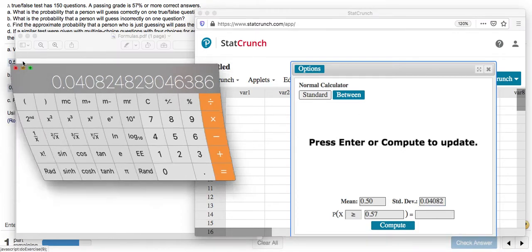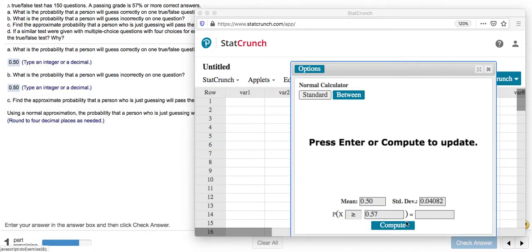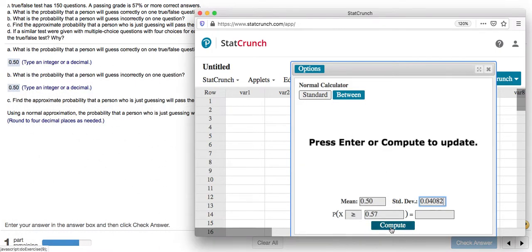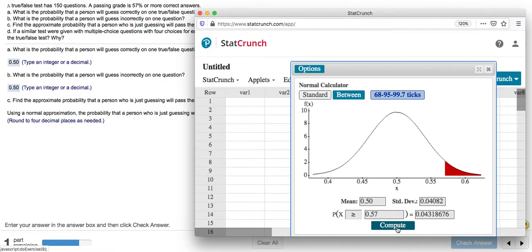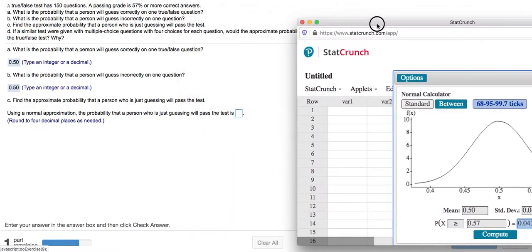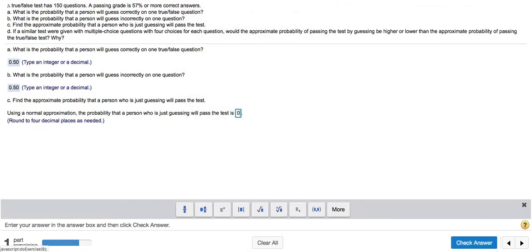All right, so I'll move these things out of the way, and I'll click Compute. If we round this to 4 decimal places, the corresponding probability is 0.0432. So about 4.32%.